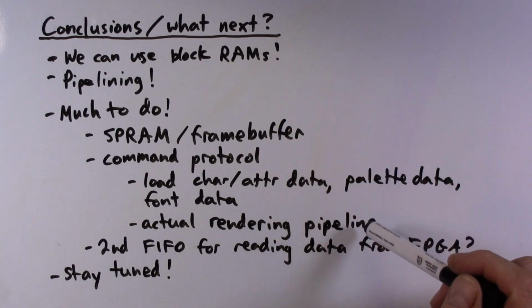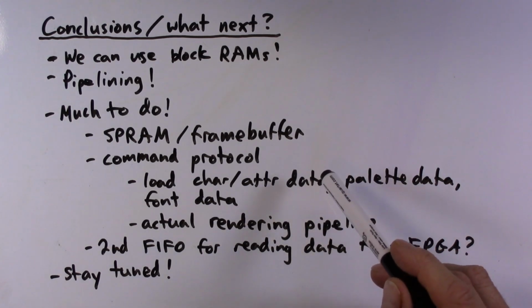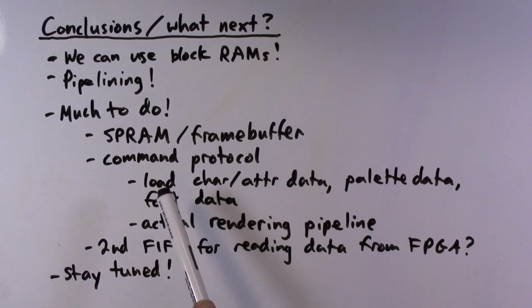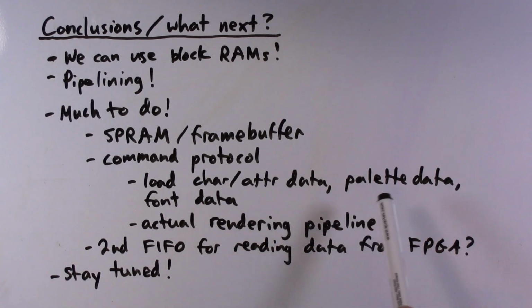Also, now that we know that our command FIFO works, I think it's time to start working on some kind of command protocol where the host system can load character and attribute data into the frame buffer, and can load palette data, font data, things like that. And of course, we need to implement the actual pixel rendering pipeline so we can actually see text, which is the whole point of the project.